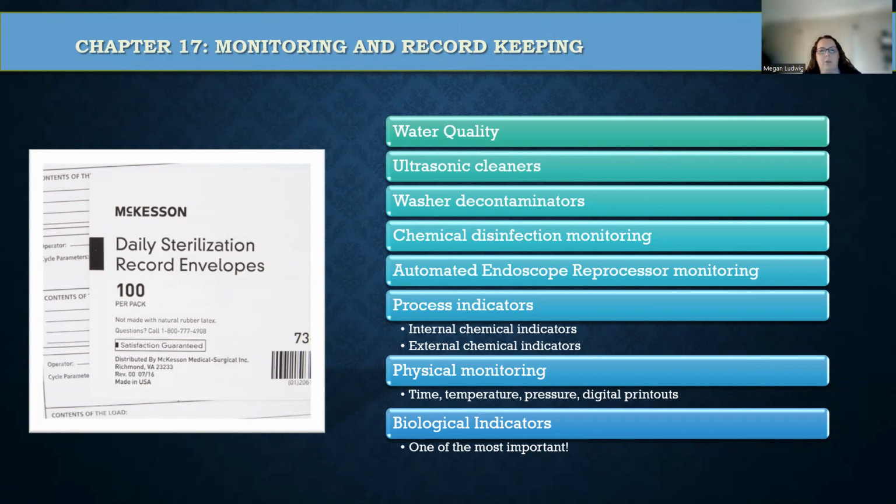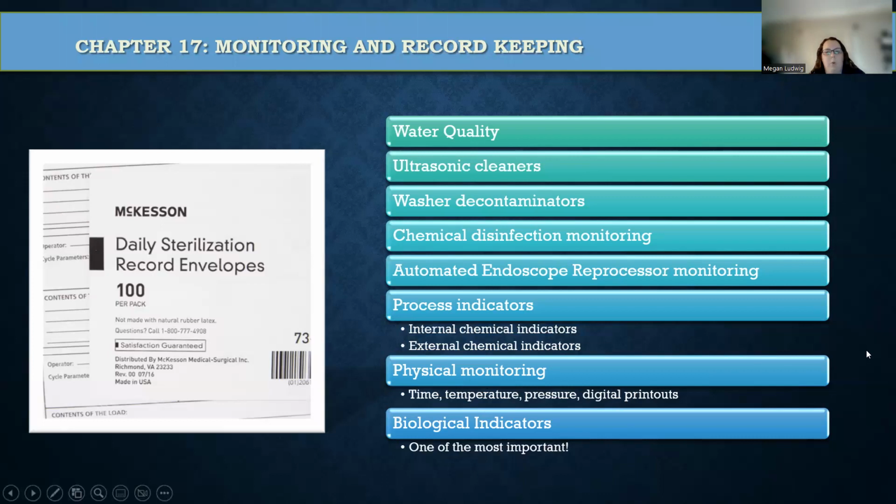But every step of those, there's going to be some sort of track to make sure that each step was met according to standard. Chemical disinfection monitoring is important, making sure that they are the correct chemical being used for that particular item. Was it used properly? Scope reprocessors, kind of like those ultrasonic cleaners, will be monitored. Now, these process indicators can be one of 2 things. It could be talking about an internal chemical indicator, or a CI chemical indicator, or an external chemical indicator.